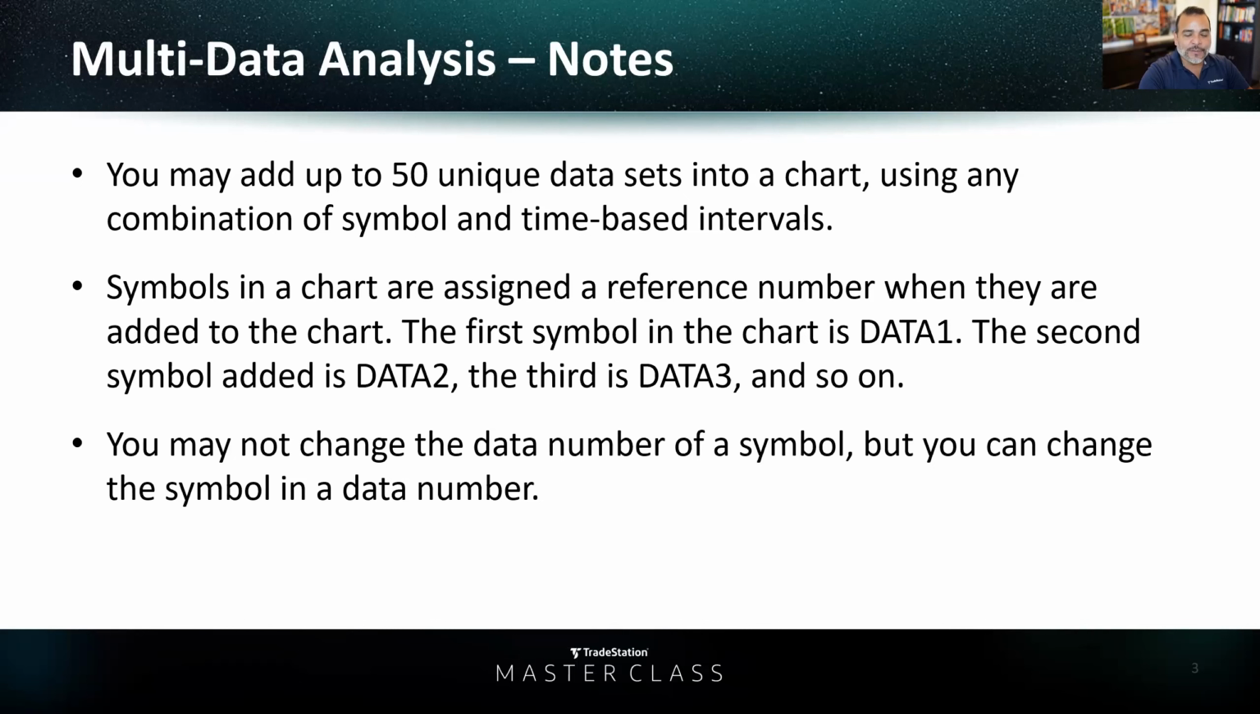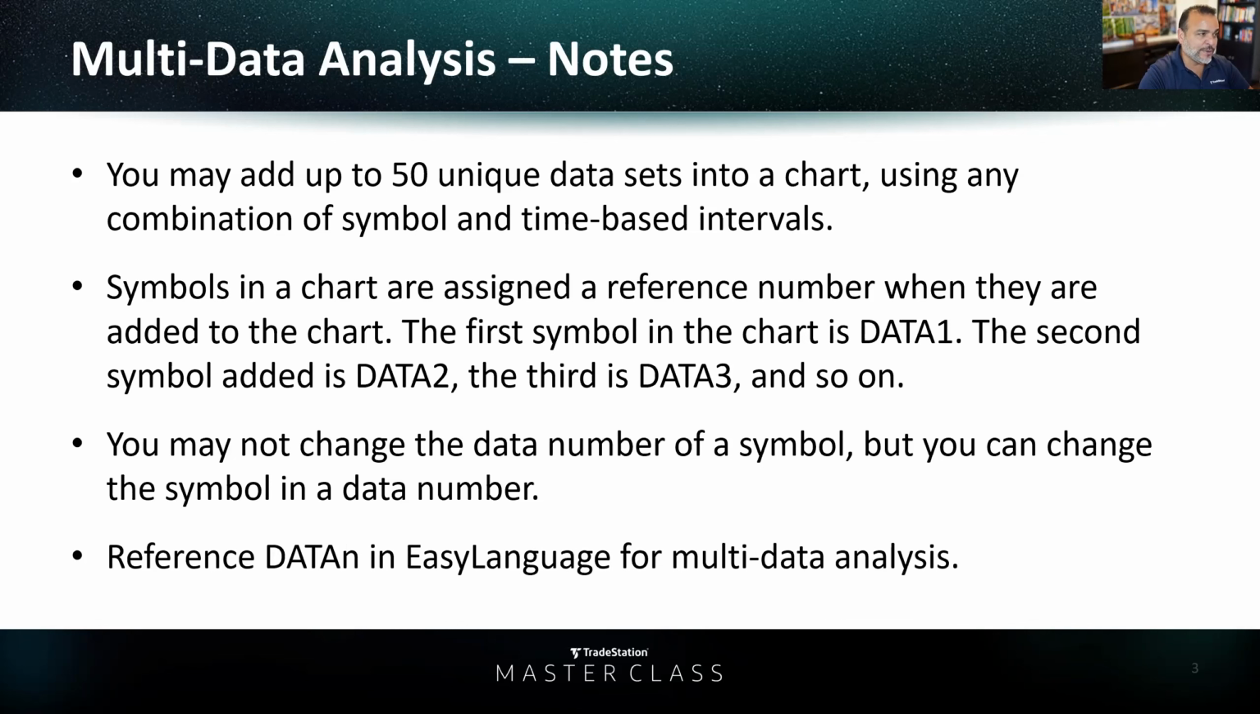You may not change the data number of a symbol. So in my example, if Microsoft is data 1 and Cisco is data 2, I cannot make Cisco data 1, but you can change the symbol in a data number. So if I go into Microsoft and I change it into Cisco, then Cisco becomes data 1. So something to remember, because a lot of times we are referencing certain data. We write some EasyLanguage code that references data 2. And when we look at the chart, data 2 is not the symbol we want. Well, you cannot change the data number, but you can change the symbol that is assigned to the data number.